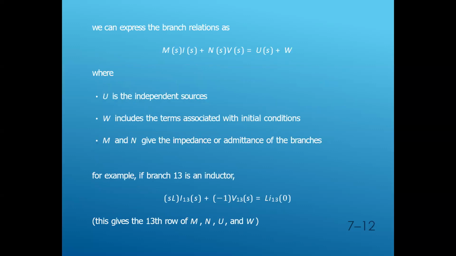We can express the branch relation as M(s) I(s) plus N(s) V(s) equal to U(s) plus W(s), where U is the independent source and W includes the terms associated with initial conditions. M and N give the impedance and admittance of the branches. For example, if branch 13 is an inductor, s L 13 of s times I 13 of s plus minus 1 into V 13 of s equal to L i 13 of 0.